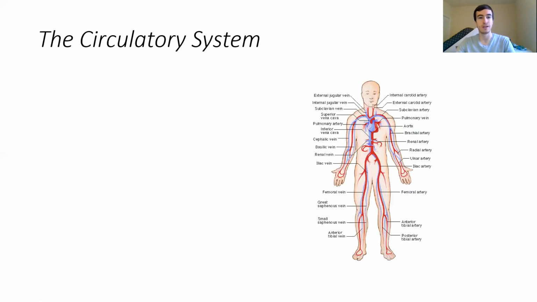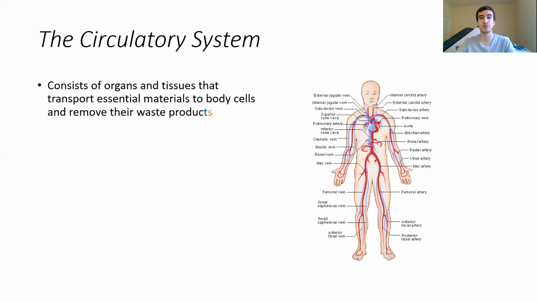So the circulatory system, like I said, it's all about different organs and tissues that are moving blood cells and other cells around our body. The cells in our body are making waste and they need oxygen and nutrients. So our circulatory system drops off the oxygen and nutrients to them and picks up the waste that our cells have been producing.